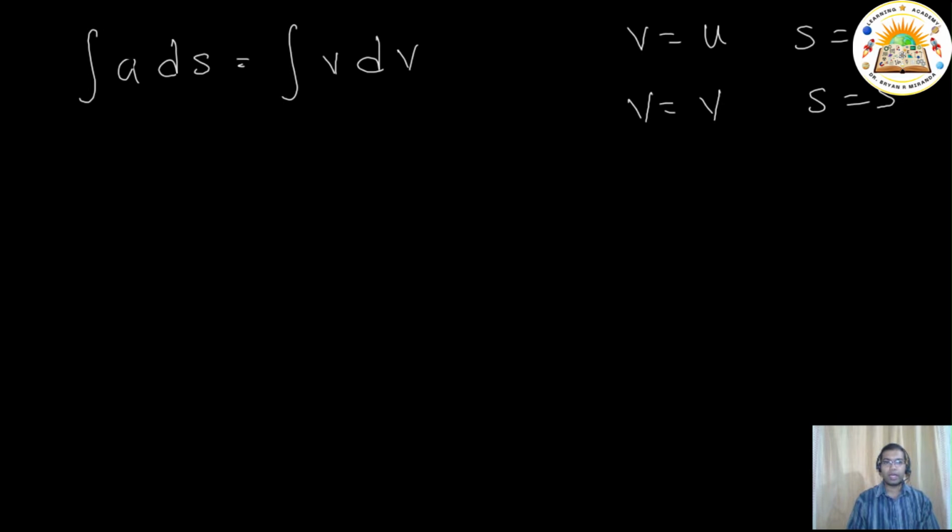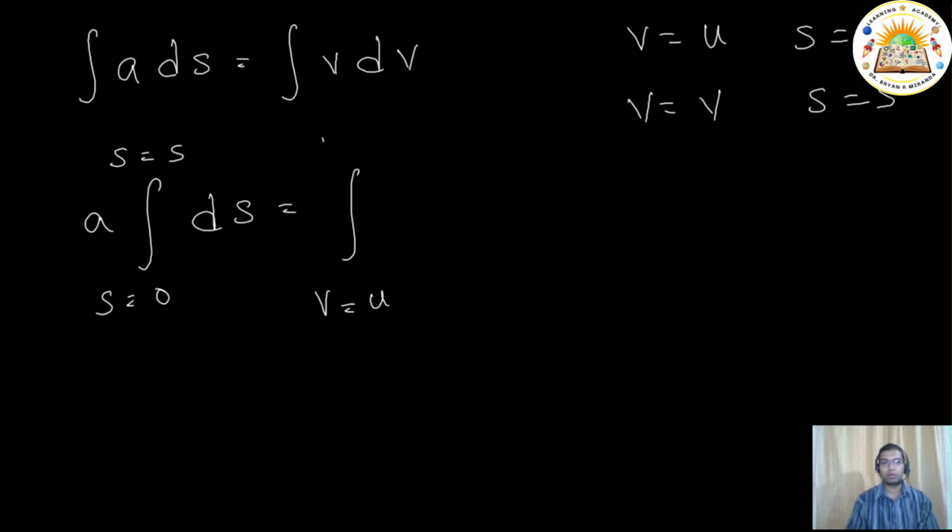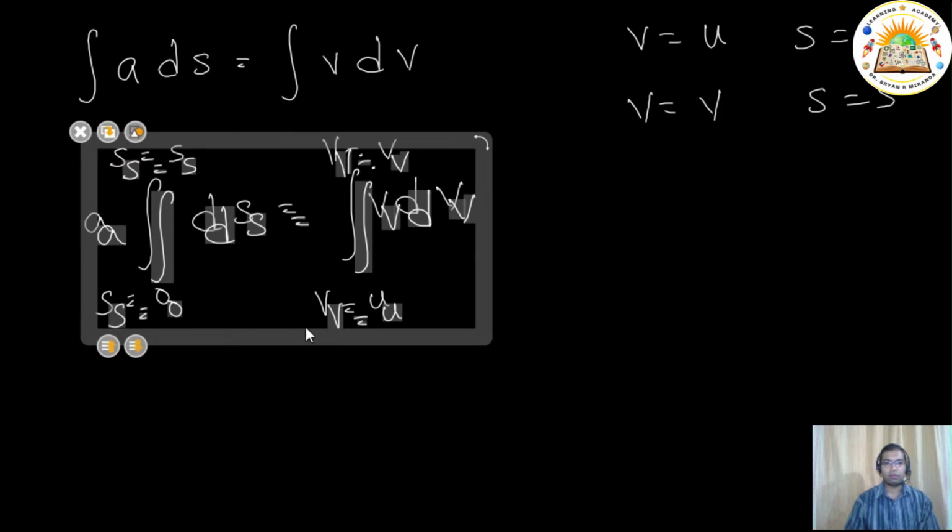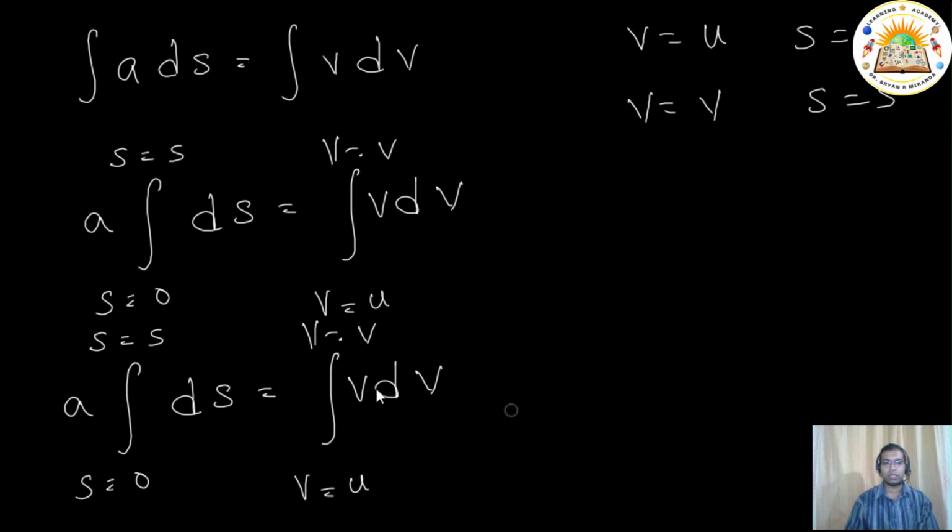Now a and ds, there is no dependence. So I'll take acceleration outside. Integral s is equal to 0 to s is equal to s ds is equal to integral v is equal to u to v is equal to v dv. So just like how I've done it previously, again I will just put in values here so that we can understand what the integration is all about. So in red, this is s power 0, which does not affect our equation. This is v power 1.